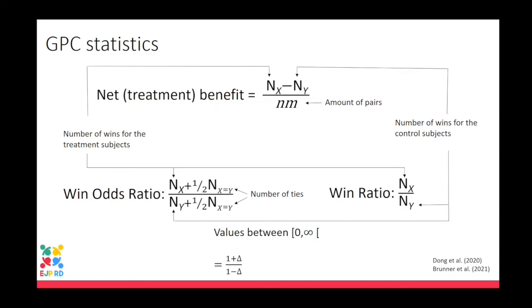Again, it's a relative effect measure, so it has values between 0 and infinity. And very conveniently, it's just a transformation of the net treatment benefit. So in fact, you can just do a statistical test on the net treatment benefit, for example, and then you can express the extent of the treatment effect as an absolute treatment effect, the net treatment benefit, or as a relative treatment effect, the win-odds ratio, which is in fact exactly the same since it's a transformation.